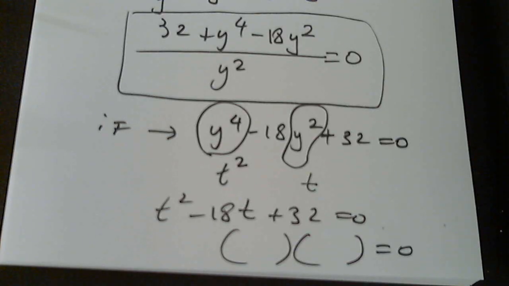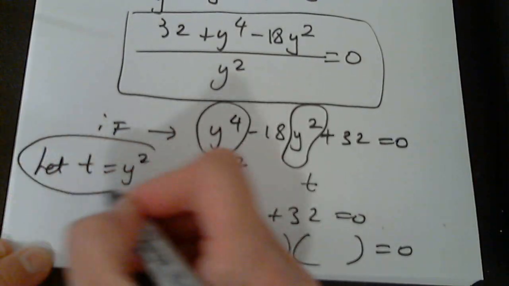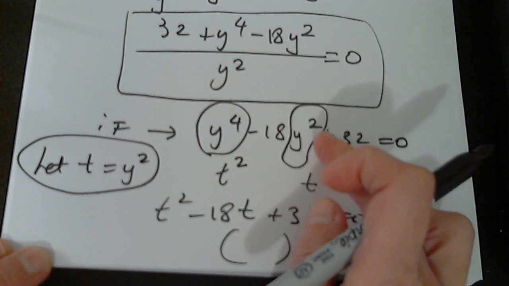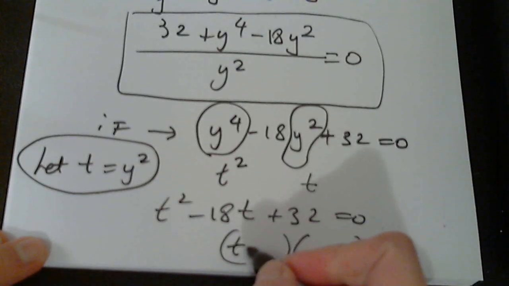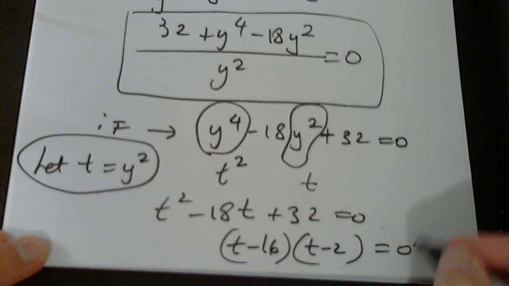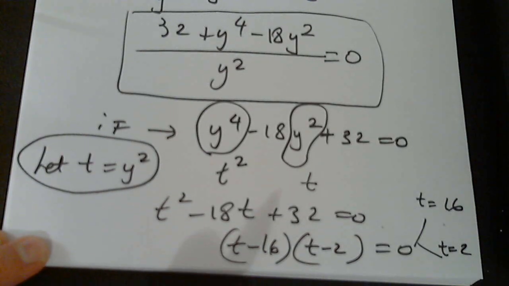So how do we factor this? Because here we said let t be y squared. So how do we factor this? Is it t minus 16, t minus 2? Yes. So then the options are t equals 16 and t equals 2.